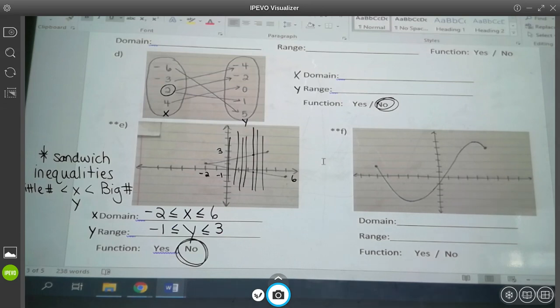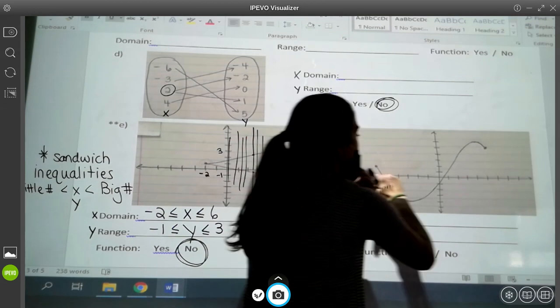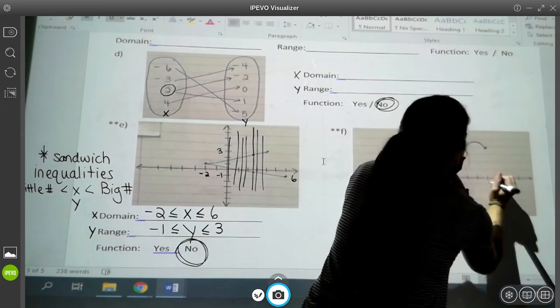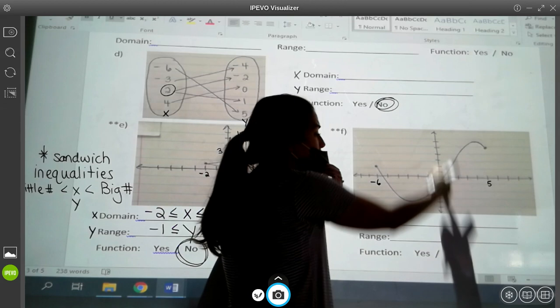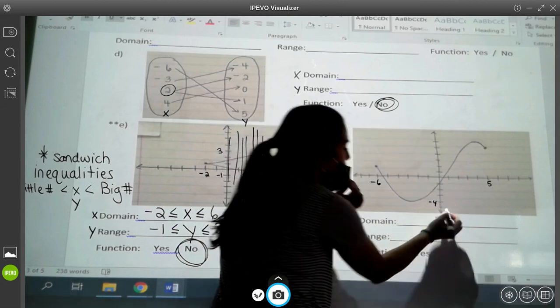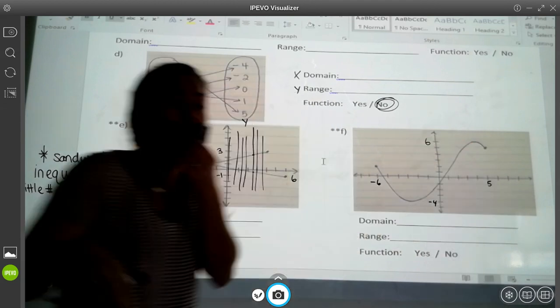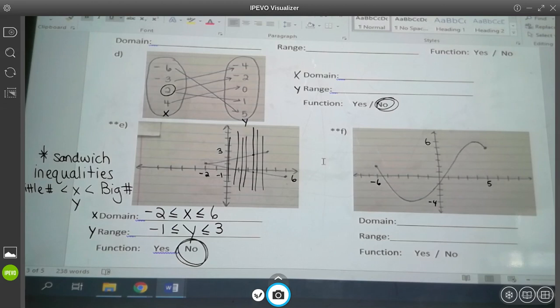And then you want to write those sandwich inequalities, little number to big number. Again, it doesn't have to be point to point, right? The farthest left was here at -6. The farthest right was here at 5. But then the high and low points, the lowest is here at -4, and the highest is up here at 6. So it doesn't necessarily have to be at a dot to be the highest or lowest point.